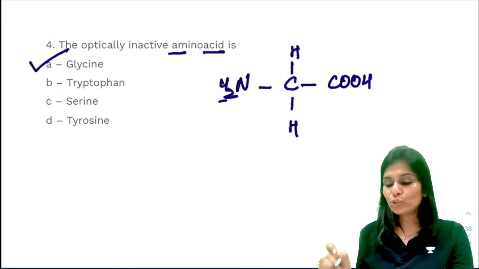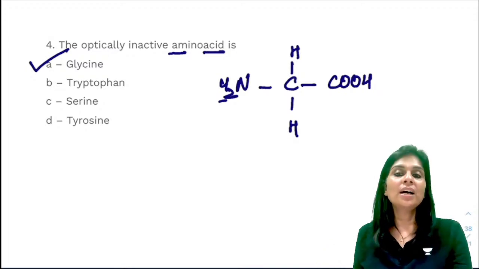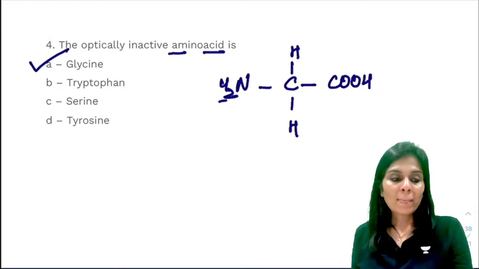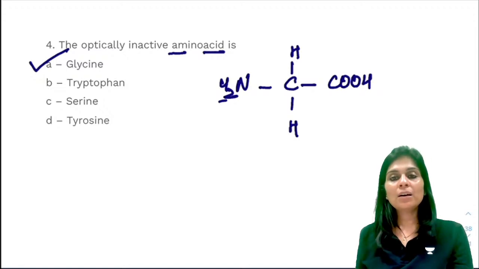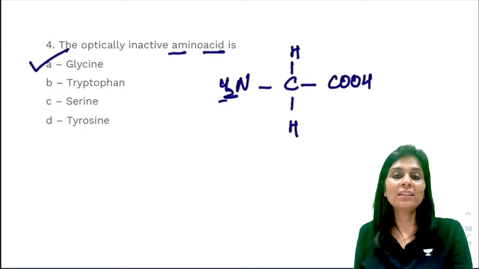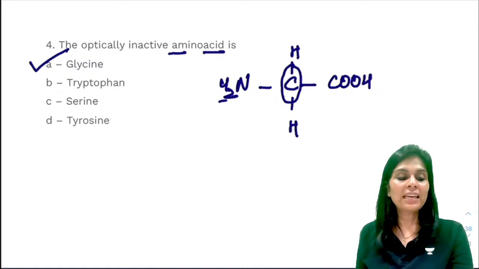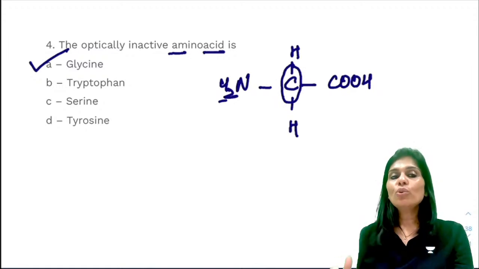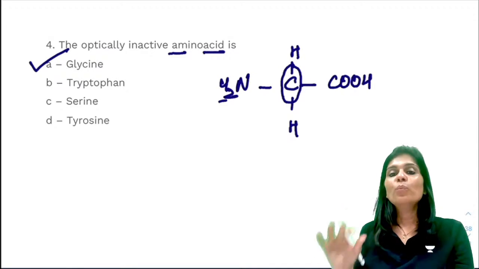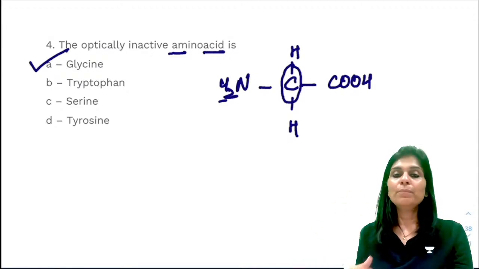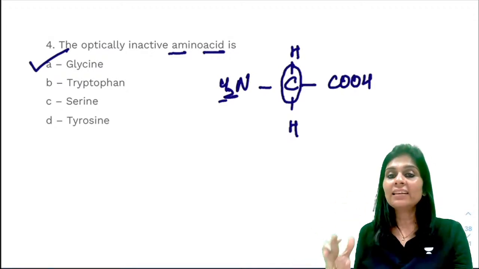In this case, do you see any asymmetric carbon atom in glycine? What is an asymmetric carbon atom? It's a carbon atom in which all the 4 valencies are satisfied by different groups. Here 2 of its valencies are satisfied by the same hydrogen. So there is no asymmetric carbon atom. Without an asymmetric carbon atom, there can be no optical activity.